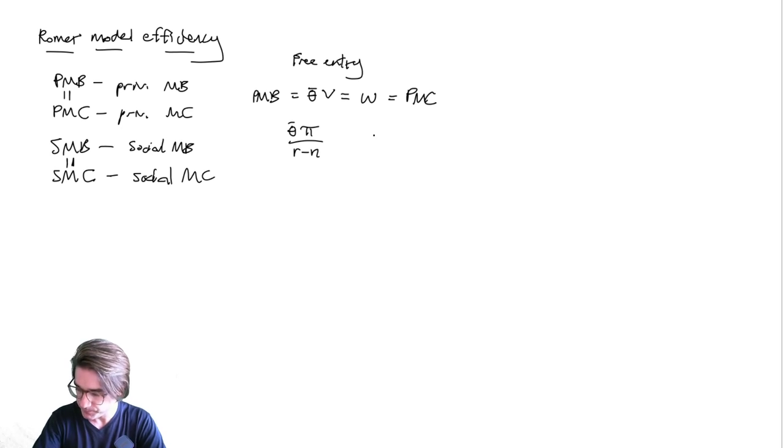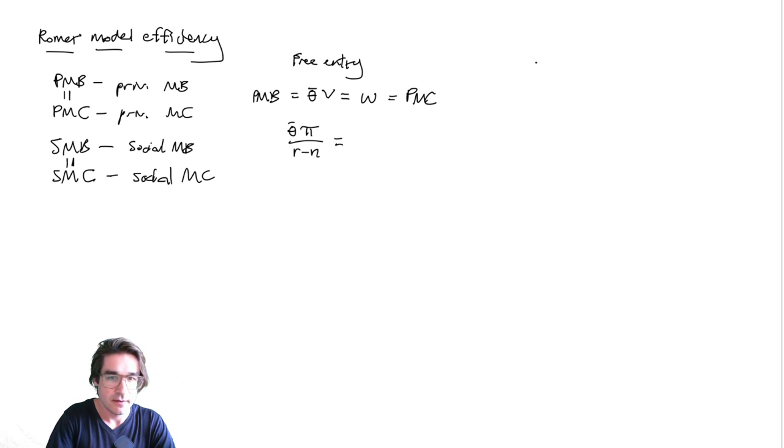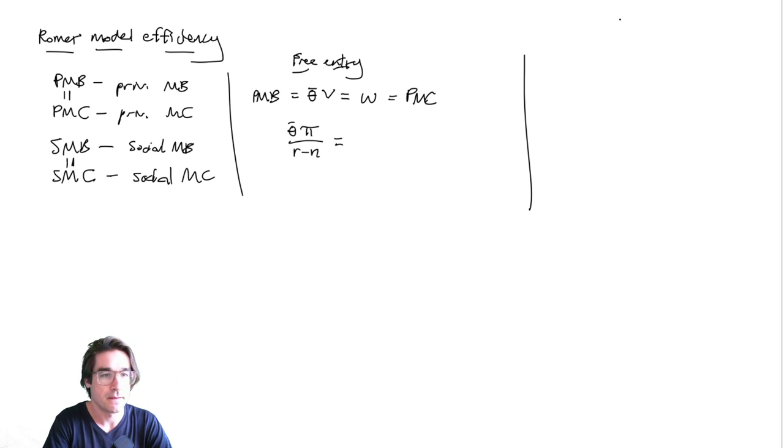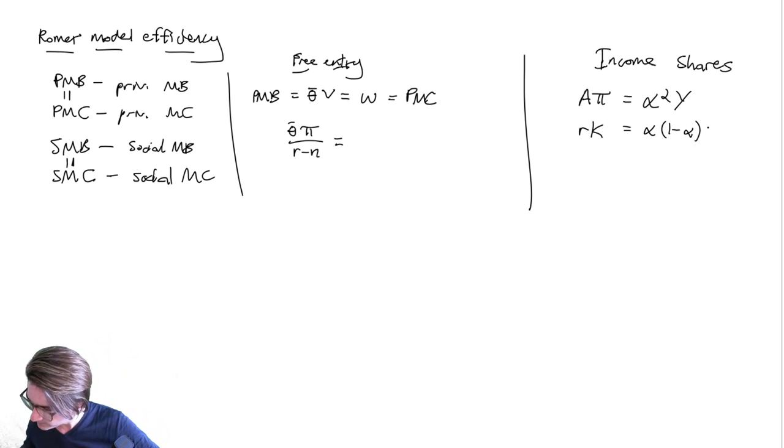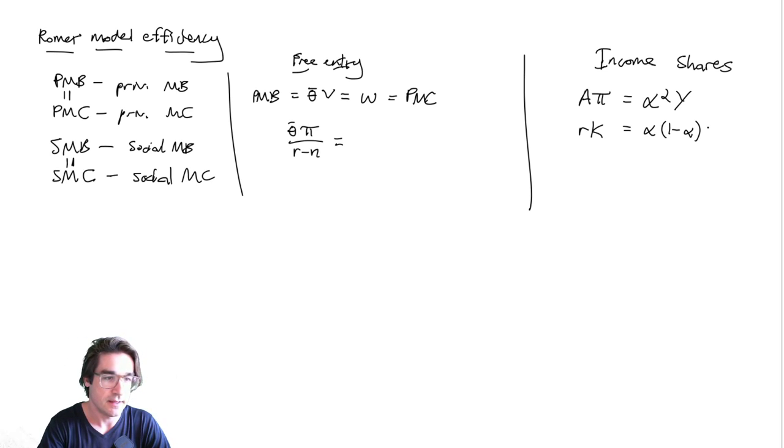Now remember, this is free entry. Let's also have handy the income shares. That's basically all we need. Where is income going? Remember we found those. We found that A times pi was equal to alpha squared times Y, and we found RK was alpha times 1 minus alpha. Did I get that backwards? I probably did. Sorry. It's A times pi that's alpha times 1 minus alpha.